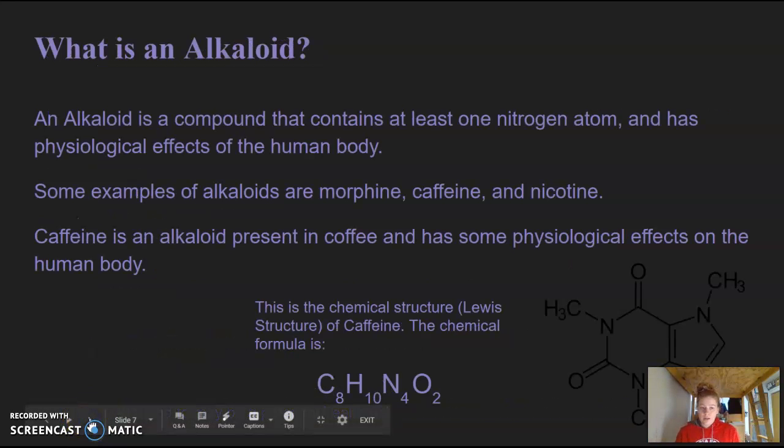What is an alkaloid? An alkaloid is a compound that contains at least one nitrogen and has physiological effects in the human body. Some examples of alkaloids are morphine, caffeine, and nicotine. Those are some of the most common. Caffeine is an alkaloid present in coffee and has some psychological effects on the human body. I also included, in the bottom right of the presentation, the chemical structure, or Lewis structure, of caffeine. The chemical formula is there as well.